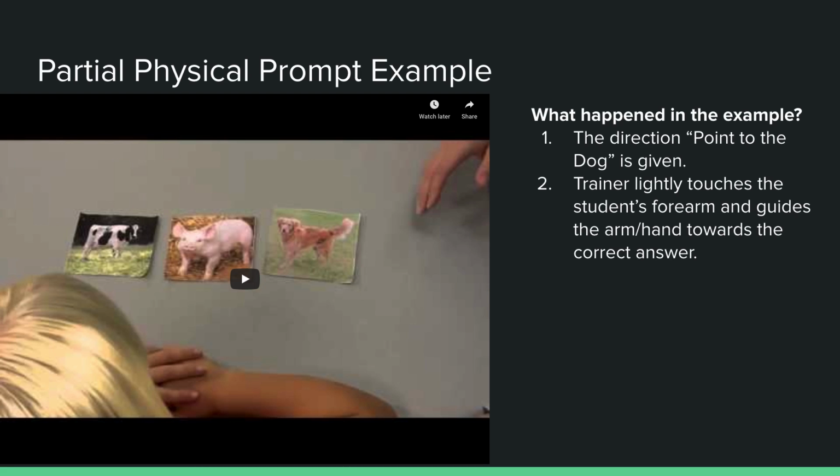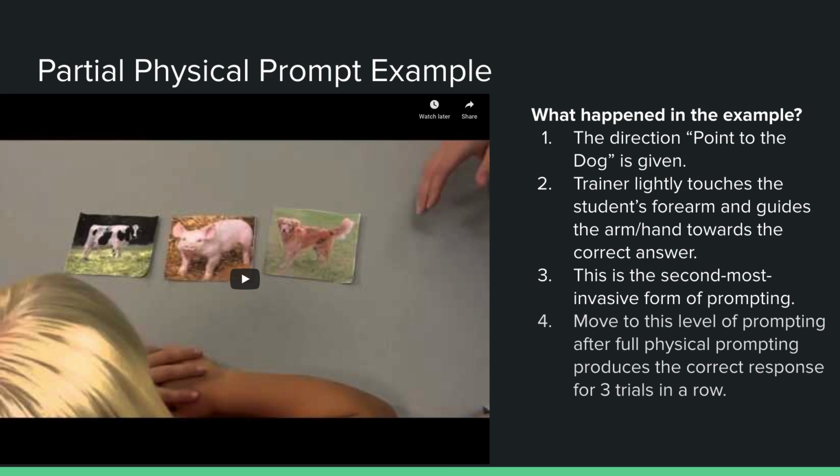They basically just touched the child's hand and started guiding them towards the right answer, and then letting go and allowing the child to finish their response without any physical contact in place. So this is the second most invasive form of prompting. And we move to this level of prompting after full physical prompting produces the correct response for 3 trials in a row. So basically, after you say point to the dog and help full hand over hand, help them touch the dog, and do that 3 times in a row, then you move to our partial physical prompting.